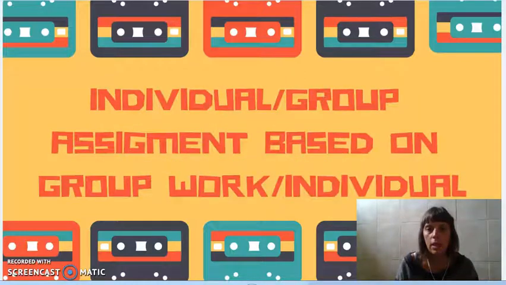And then also, this is something that needs to be planned very carefully, but there could be individual assignments that can lead to group work, and also group assignments that can lead to individual work. So here you have activities that require group and individual work. So both can be graded.